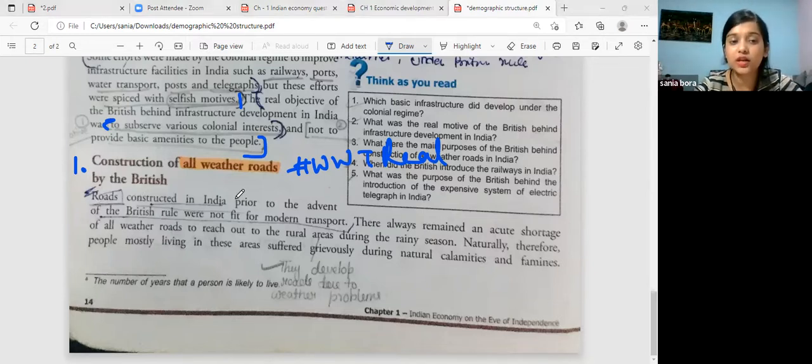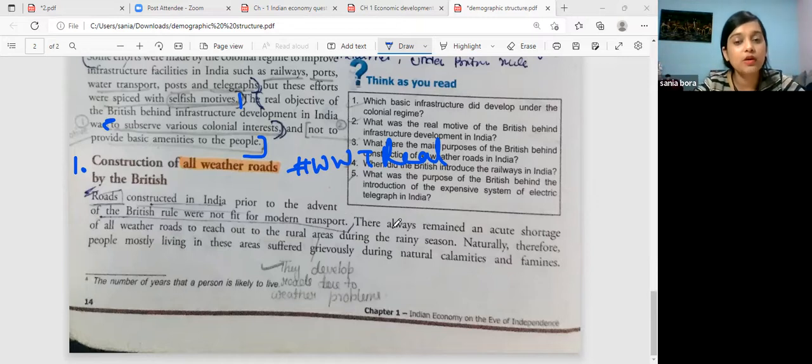Roads constructed in India prior to the advent of British rule were not fit for modern transportation. It was not like India didn't have any roads. Yes, there were roads, but they were not fit for modern transportation. They were basically kacha roads, or you can say non-metal roads. But now Britishers constructed all-weather roads, meaning good roads, metal roads.